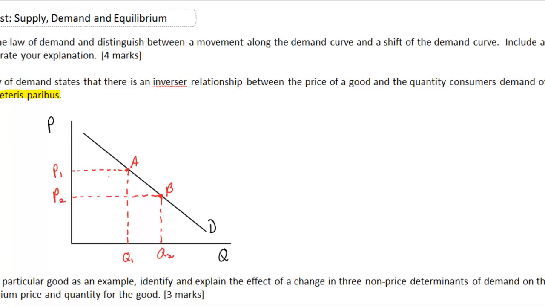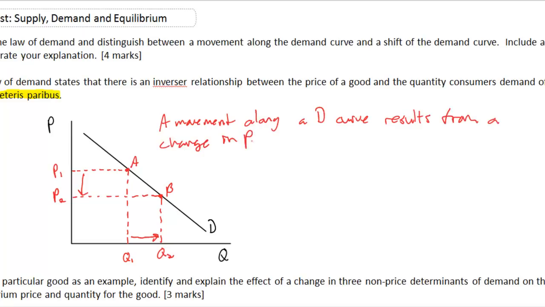Now, if the price of a good were to fall from P1 to P2, notice that the demand does not change for this good, rather the quantity that consumers demand changes. So a movement along a demand curve results from a change in price. That helps answer the first part of this question that says, distinguish between a movement along a demand curve and a shift in the demand curve. So to answer the second part, we must actually draw a new demand curve. Assume that the demand for this product shifts to the right, to D1. I'll draw an arrow to indicate that the demand has increased.